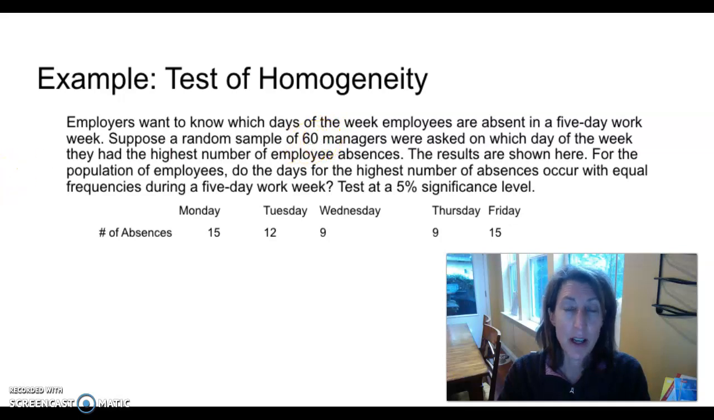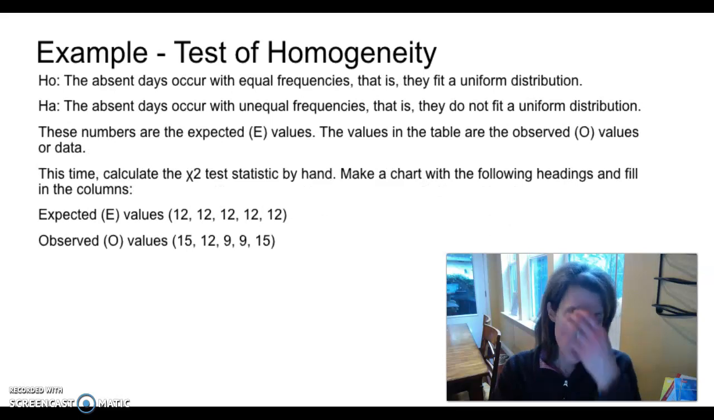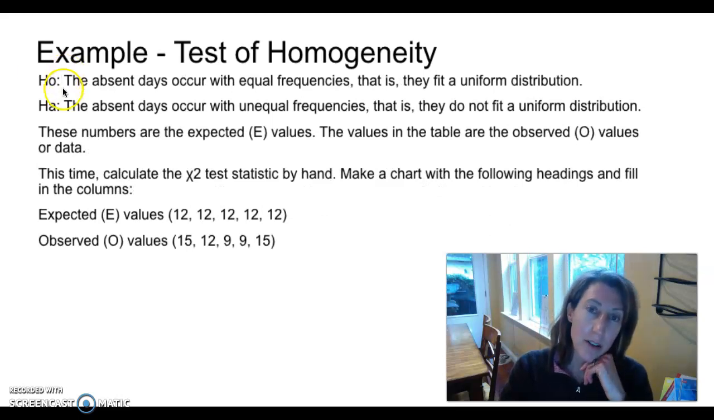That's our observed. What would our expected be? Take that 60 divided by 5 days of the week. We would expect there to be 12 every day if it was just equal. So here's what we do in words. We have our null hypothesis.